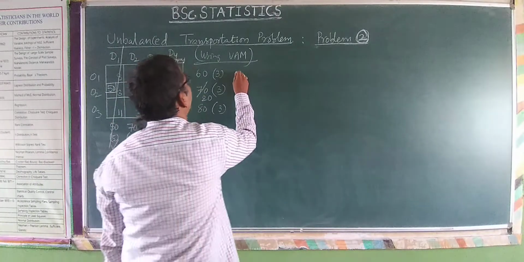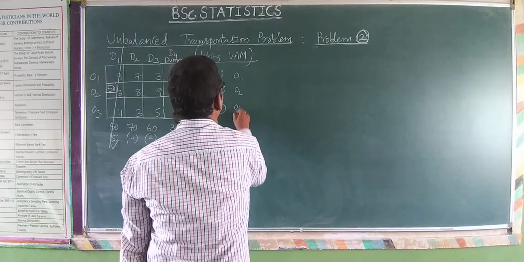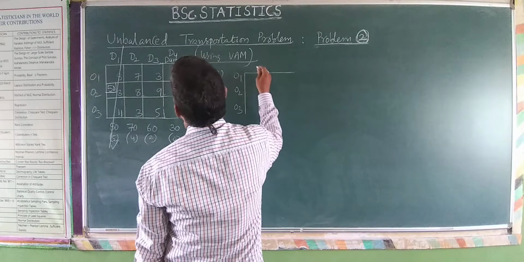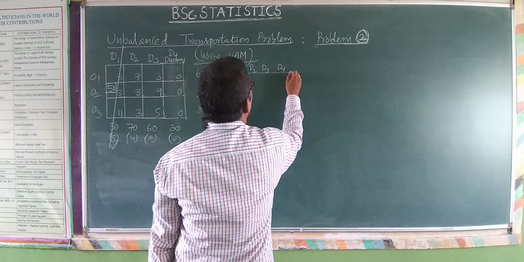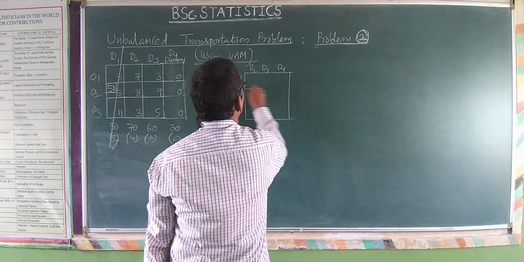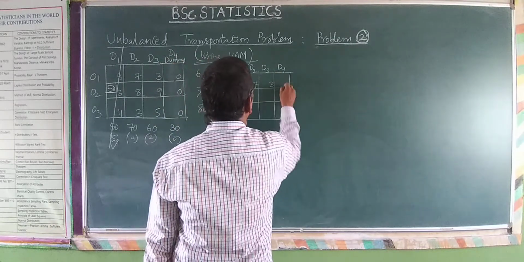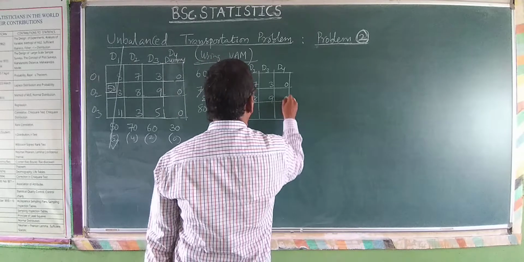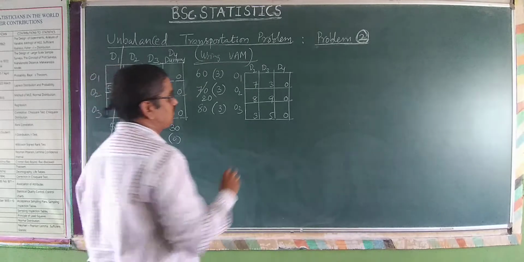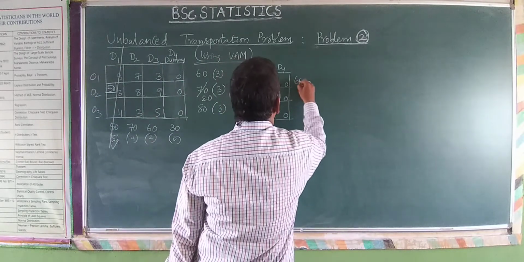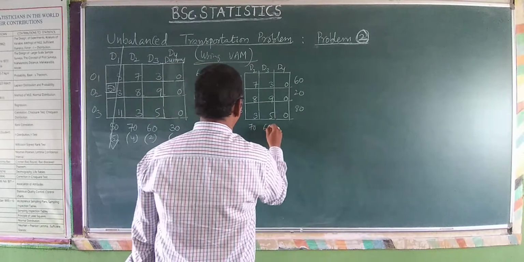I am preparing the next table here so that it will be clear. It has O1, O2, O3, three origins, and one destination was cancelled, so D2, D3, and the dummy D4 remain. Now we have to create another table with the remaining costs: 7, 3, 0, 8, 9, 0, and 3, 5, 0. These are the costs available for the next table, and the availability is 60, 20, 80, and the requirement is 70, 60, 30.